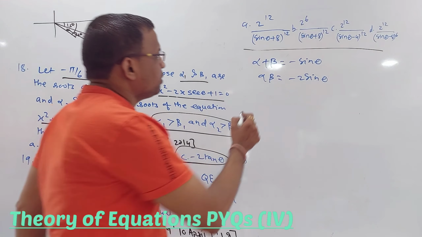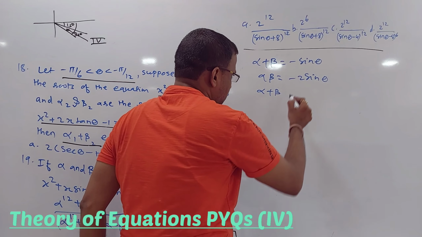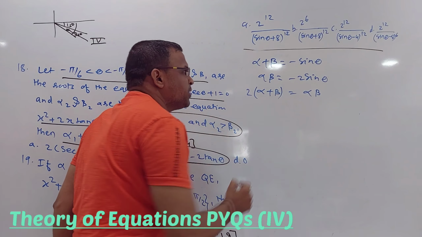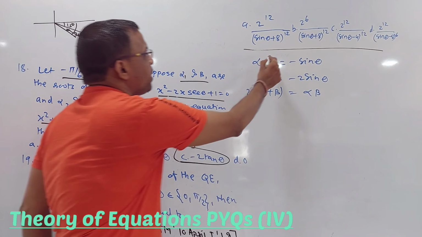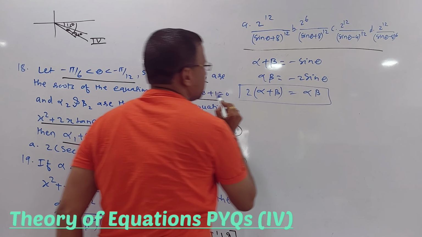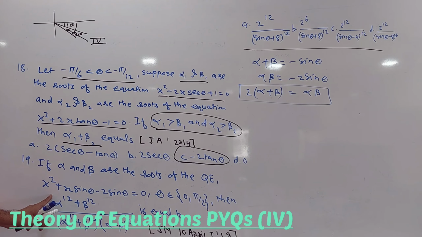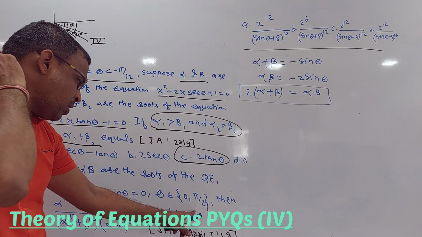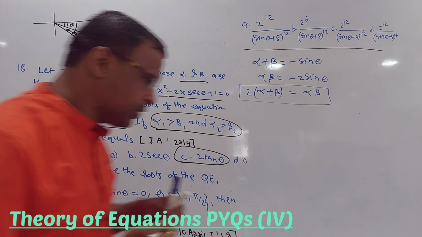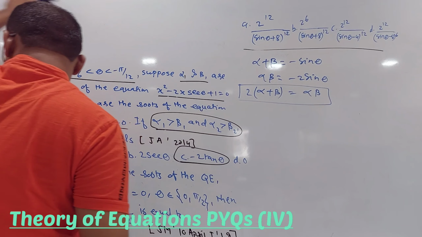Can I have a relation here? I can say that 2 times alpha plus beta is alpha beta, isn't it? So if I multiply this by 2, it will be the same. I may think that it will be helpful, but let us just keep it as it is. Fine. What else? Theta is in the first quadrant. Okay, so let us first resolve what they have given.